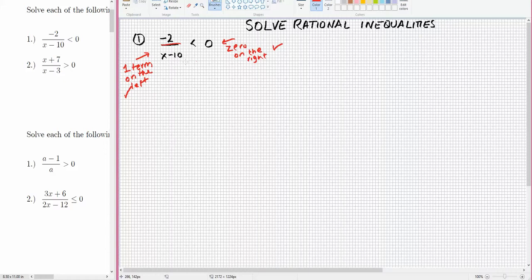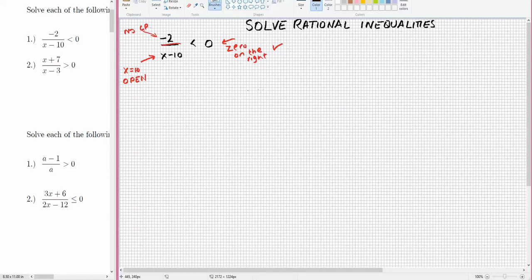All right, with this problem, now that you're set, now you have to get your critical points. From the numerator, you're not going to get a critical point because you don't have a variable. So you get no critical points from there. From the denominator, we get that x equals 10. And because it's the denominator, it's going to be open. The denominator is always open.